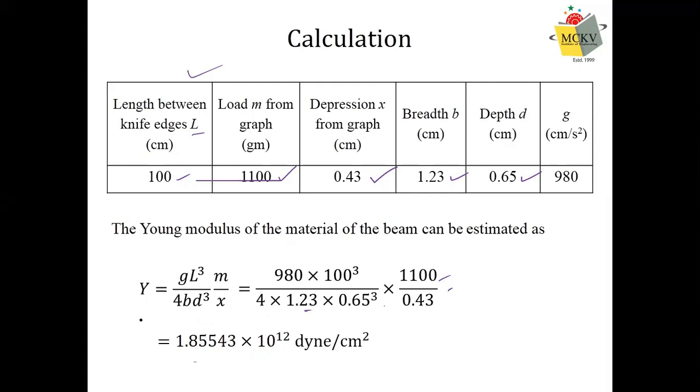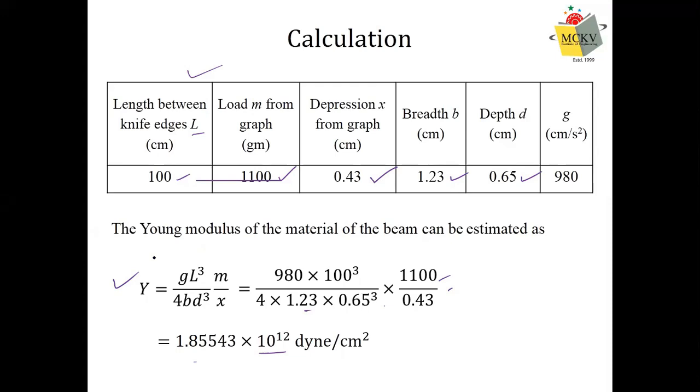So this is our calculation portion. In the calculation we are showing all the values. Here I am showing 5 digits after the decimal, and the order is 10 to the power 12 in CGS unit. So this is how we can calculate the Young modulus. But we cannot report it in this manner, 1.85543 etc. into 10 to the power 12 dyne per centimeter square. That is not the way to report.